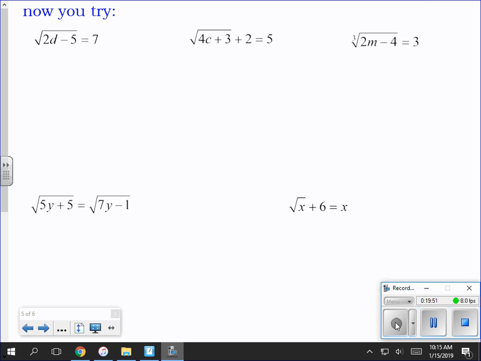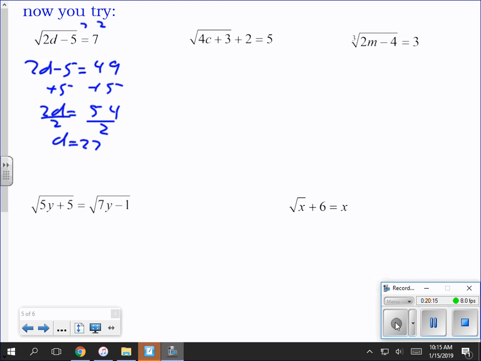Okay, so let's go ahead and finish these up. First one, you already have the square root by itself. So all you do is you square, but you start by squaring both sides. 2d minus 5 equals 49. Add 5. 2d equals 54. Divide by 2, d equals 27. And then you try it. 2 times 27 is 54. 54 minus 5 is 49. Square root of 49 is 7. That one works.